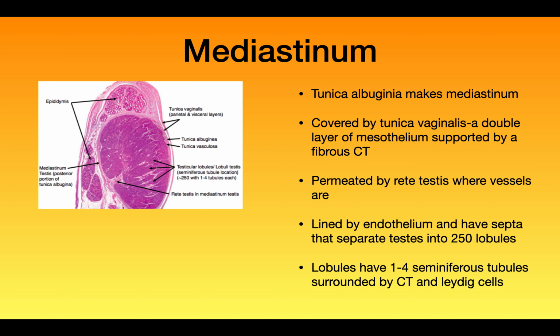Okay, so the mediastinum testis is the thicker part and is covered by the tunica vaginalis, which is a mesothelium, and that's supported by the fibrous connective tissue. And those are permeated by the rete testis, and that's where the vessels are, which can be bad because during inflammatory processes, this is where it is going to be swollen and inflamed. It's because of the location of the vessels. And then the mediastinum itself is going to be lined on the inside by an endothelium, and then they send in these septa that separate the testis into lobules.